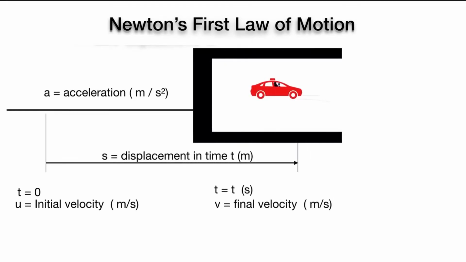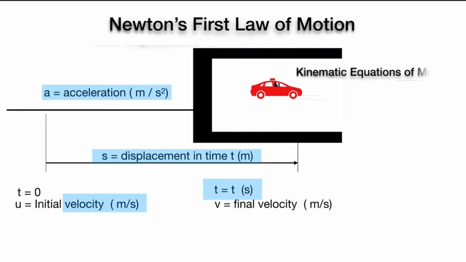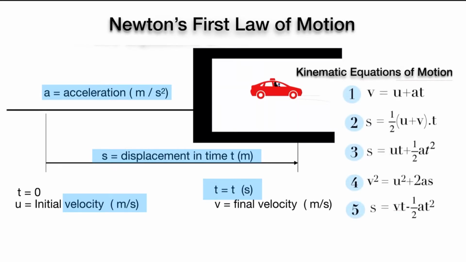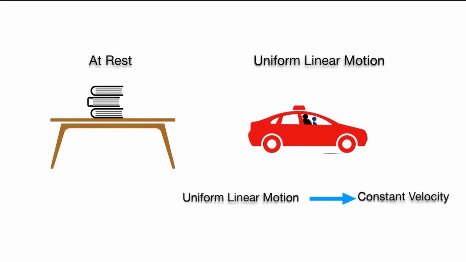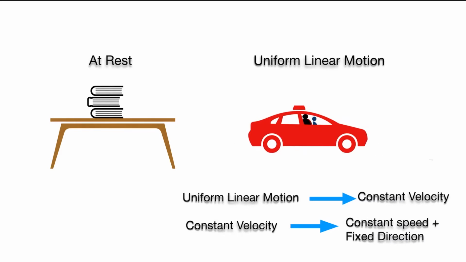In kinematics, we study the motion of an object, where we get different relations among the motion variables like displacement, velocity, acceleration and time. You might remember the equations of motion for constant acceleration. The simplest states of an object's motion are the object at rest or in uniform linear motion. If an object is in uniform linear motion, then it means it's moving with constant velocity. And constant velocity means the object is moving with constant speed in a fixed direction.